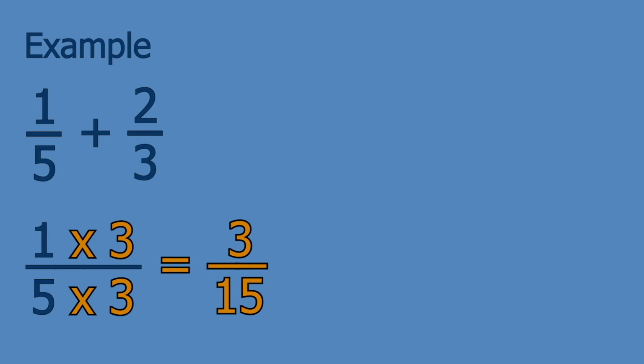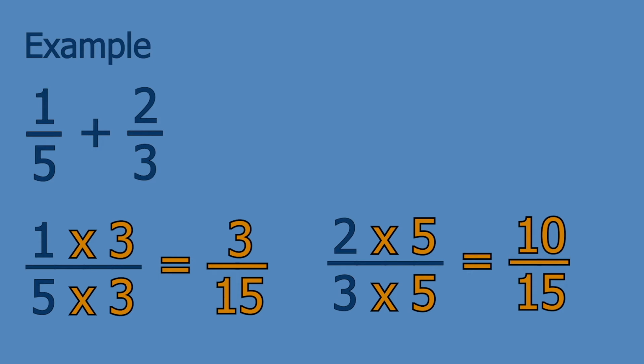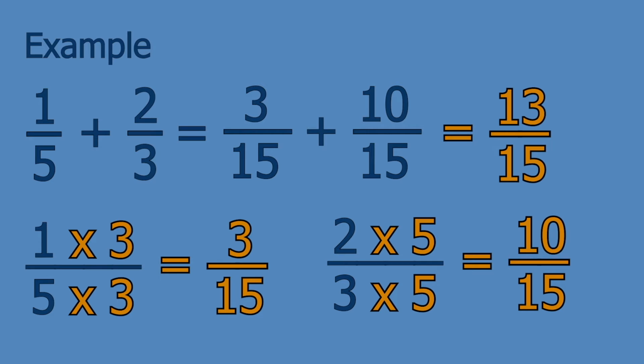Now the other one, we have 2 over 3. I'm going to multiply the top and bottom by 5. So 2 times 5 is 10. 3 times 5 is 15. So now 2 over 3 is just 10 over 15. Well, guess what? They have the same common denominator now. We have 3 over 15 plus 10 over 15, which as a result is going to be 13 over 15.